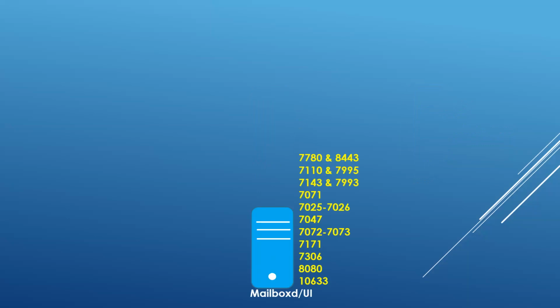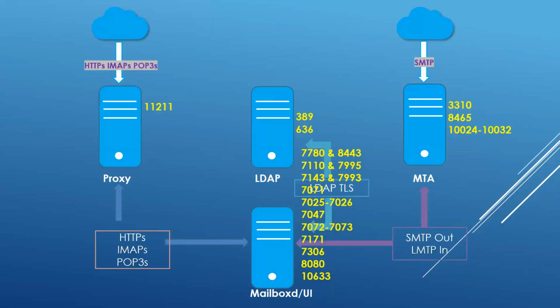On mailboxd, 7780 and 8443 is for web access. 7110 and 7995 are for POP3 connections. 7143 and 7993 are for IMAP connections. 7071 is admin console port. And this is the complete architecture along with the internal ports.